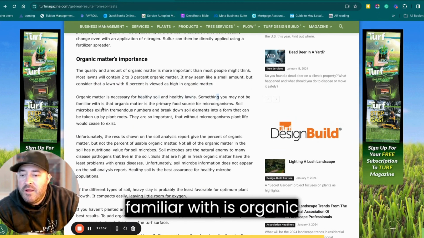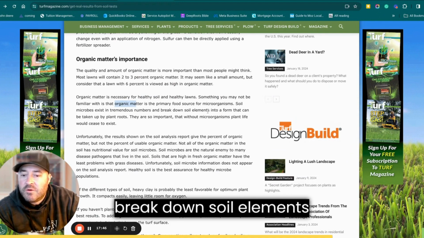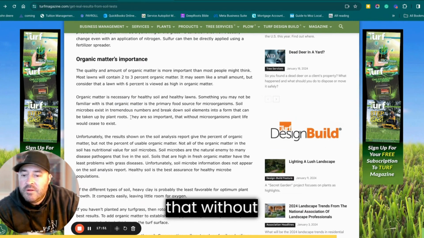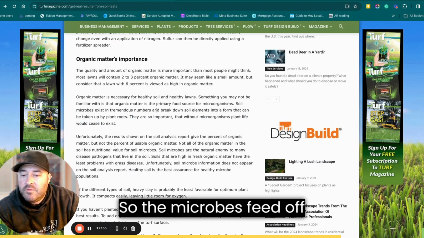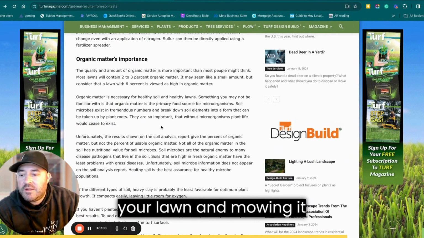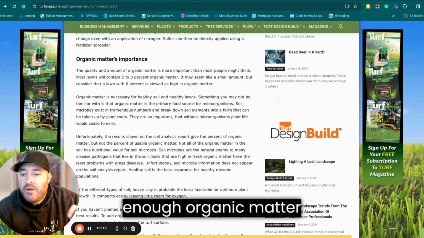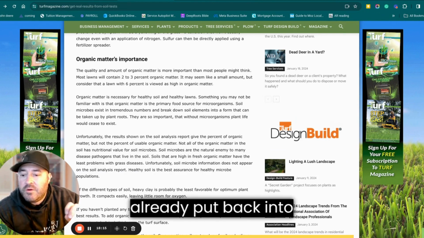Something you may not be familiar with is that organic matter is the primary food source for microorganisms. Soil microbes exist in tremendous numbers and break down soil elements into a form that can be taken up by plant roots. They are also so important that without microorganisms, plant life would not exist. So the microbes feed off of the organic matter. NC State suggests that if you're fertilizing your lawn and mowing it regularly, you're going to get enough organic matter already put back into your soil.